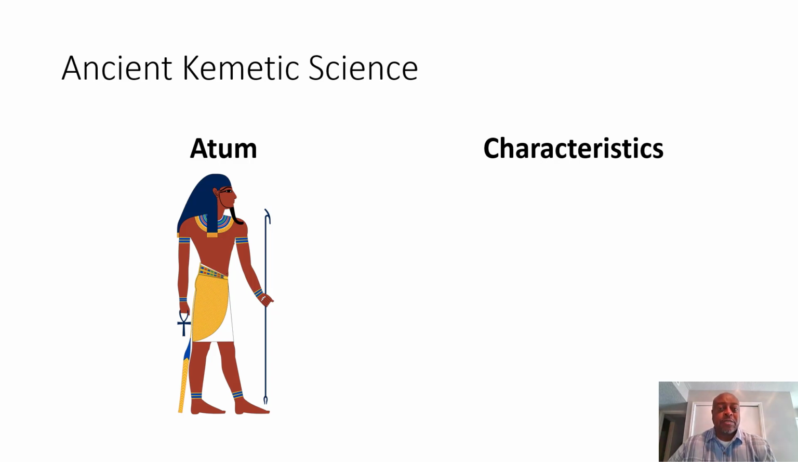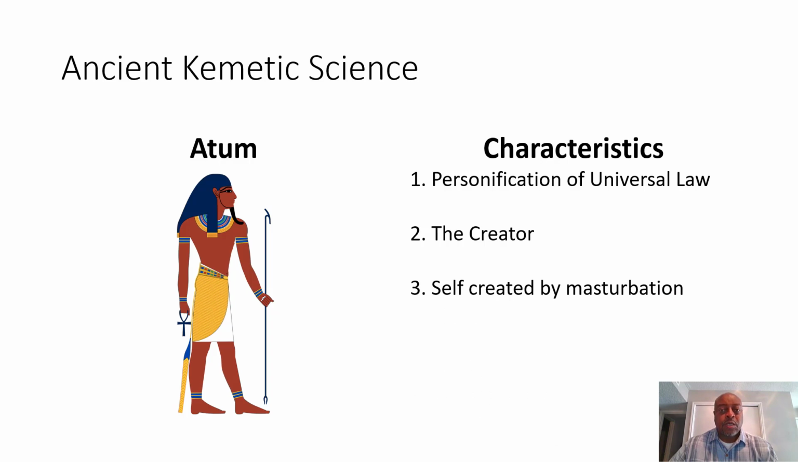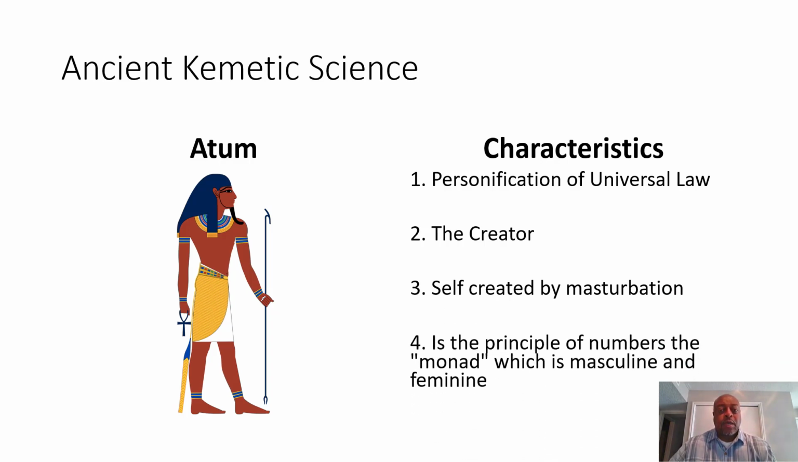Ancient Kemetic Science, Atum and its characteristics. Atum is the personification of universal law. In other words, the Africans just used human form to express or give you an idea about universal law. He is the creator, self-created by masturbation, and is the principle of numbers, the monad, which is masculine and feminine.